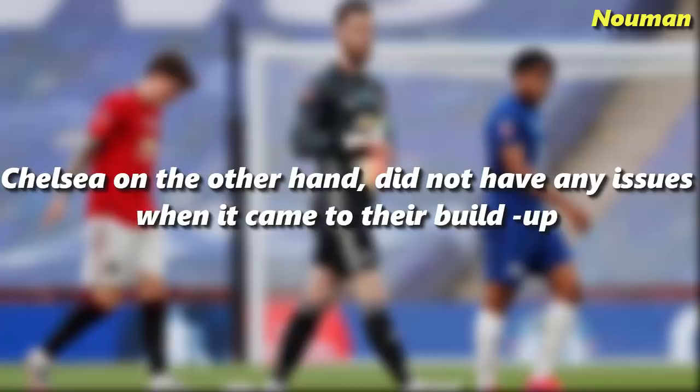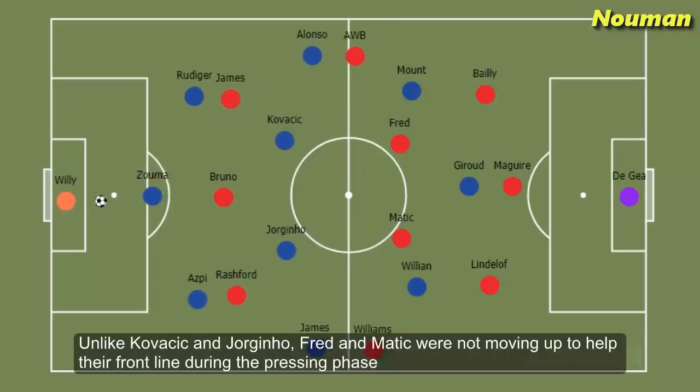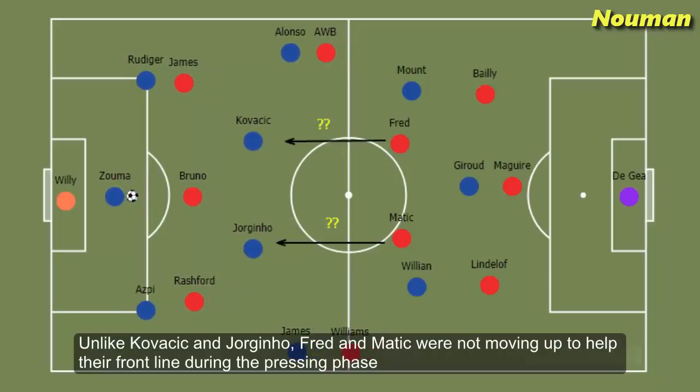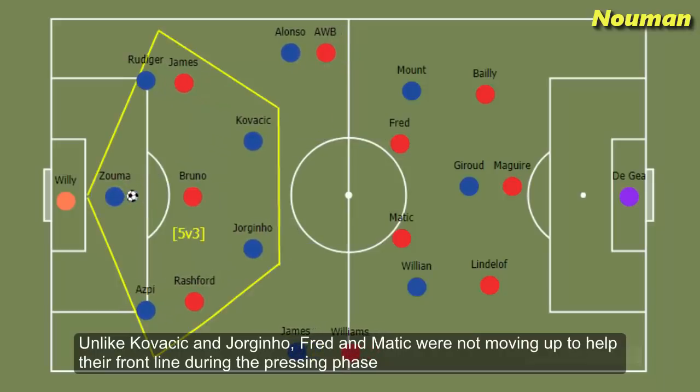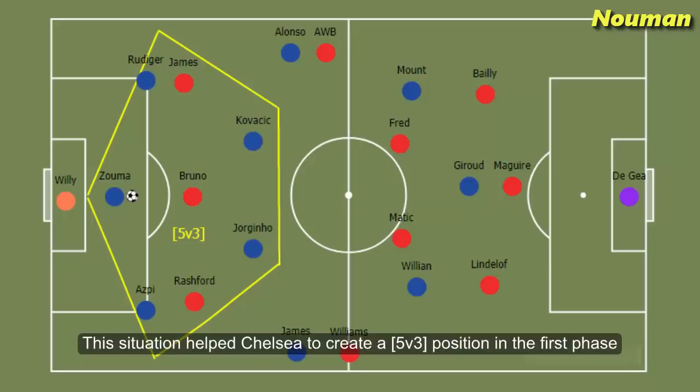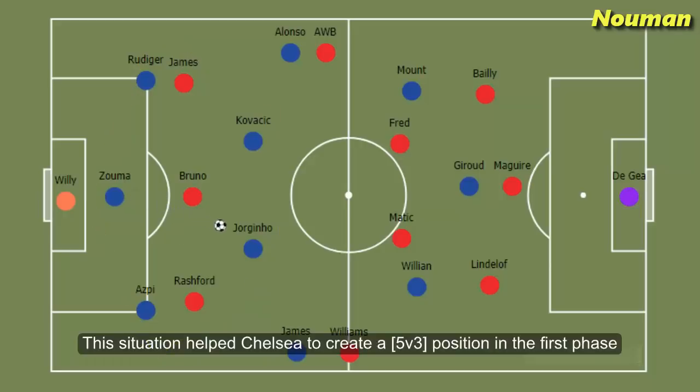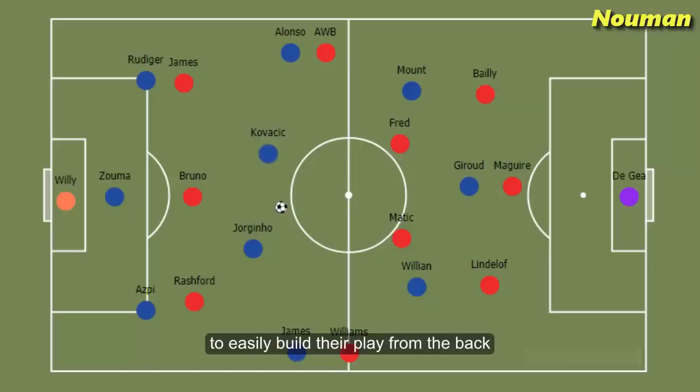Chelsea, on the other hand, did not have any issues when it came to their build-up. Unlike Kovacic and Jorginho, Fred and Matic were not moving up to help their front line during the pressing phase. This situation helped Chelsea to create a 5v3 position in the first phase to easily build their play from the back.